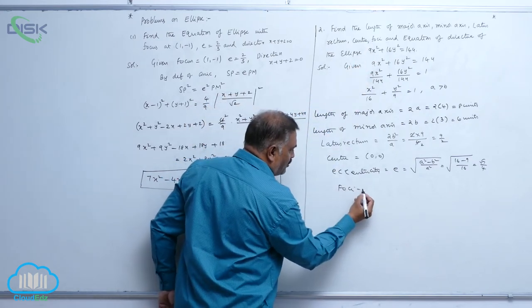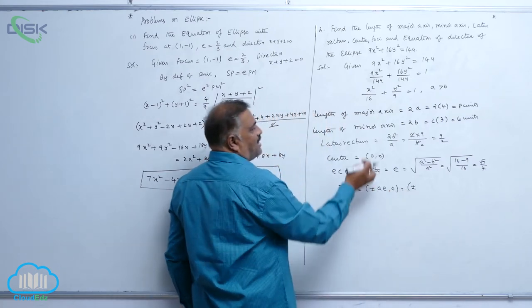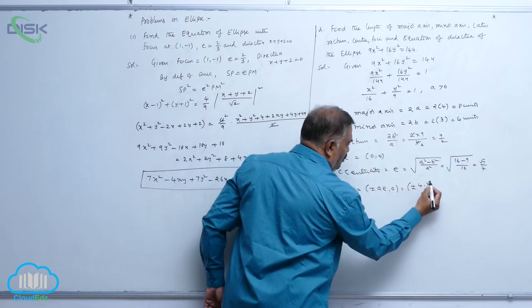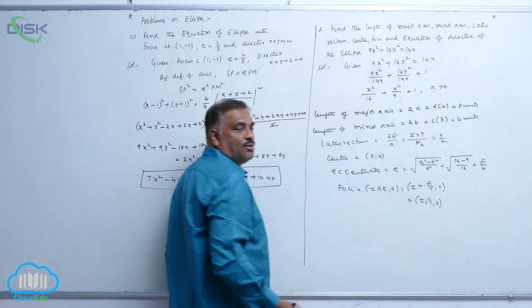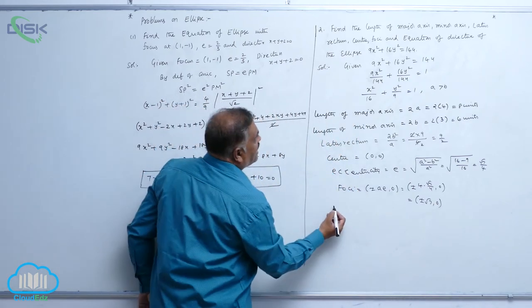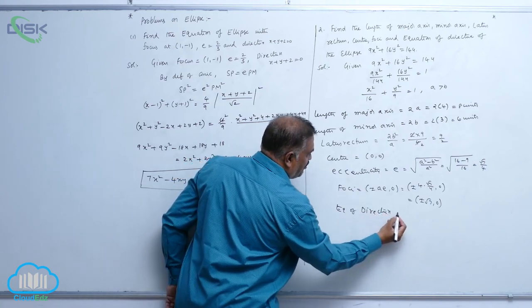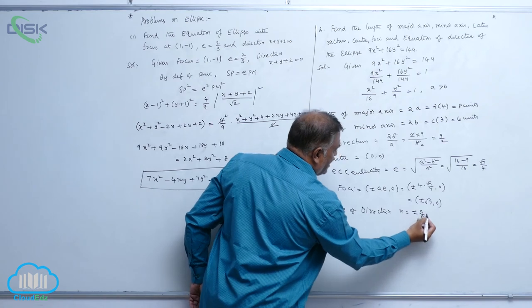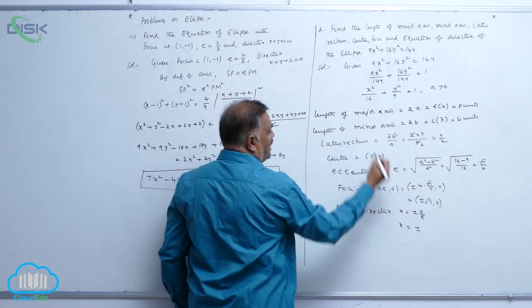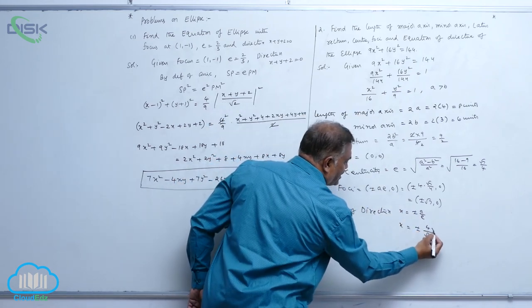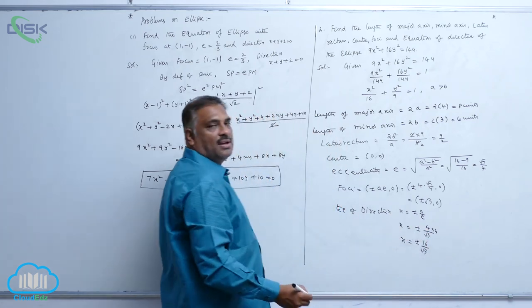Now we require the foci. Foci is equal to (plus or minus ae, 0). The a value is 4 into root 7 by 4, comma 0, that is (plus or minus root 7, 0). Next comes the equation of the directrix, given by x is equal to plus or minus a by e. x is equal to plus or minus, the a value is 4, by root 7 by 4. So x is equal to plus or minus 16 by root 7.